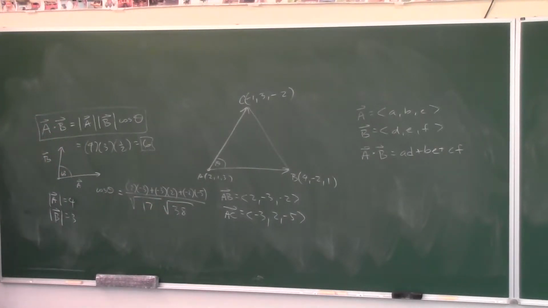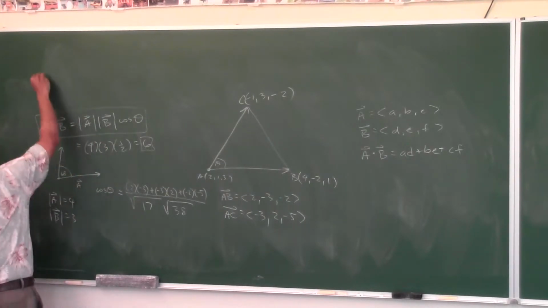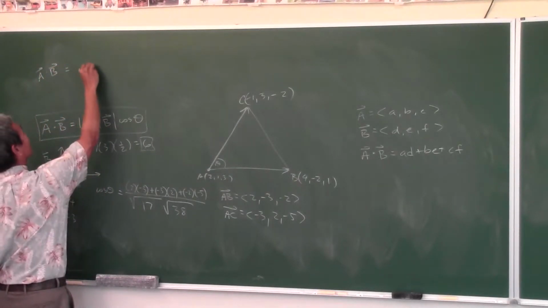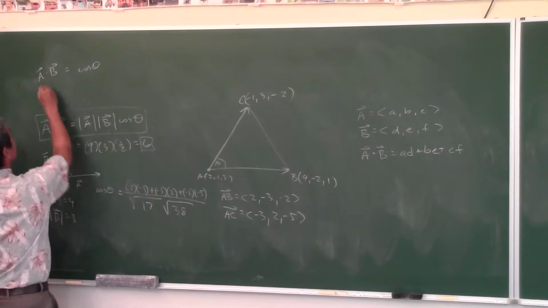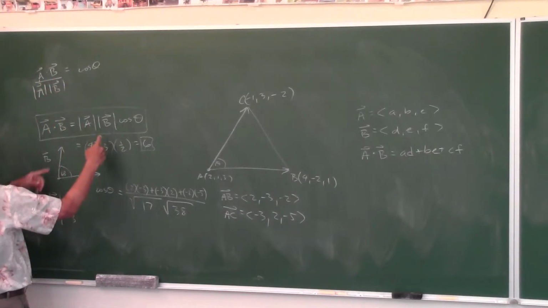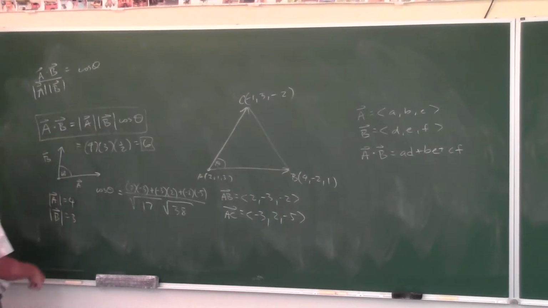Wait, sorry, so you said A dot B is ad plus be plus cf. Why are we doing it over root 17? No, we're solving for cosine. What if you were to solve for cosine theta? You just divide this on this side. Oh, right. Like that. Alright, sounds good. So you're just taking the definition and playing with it.